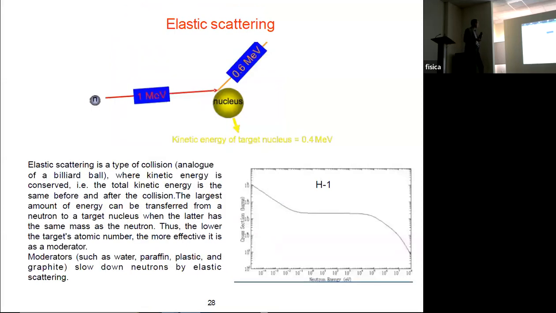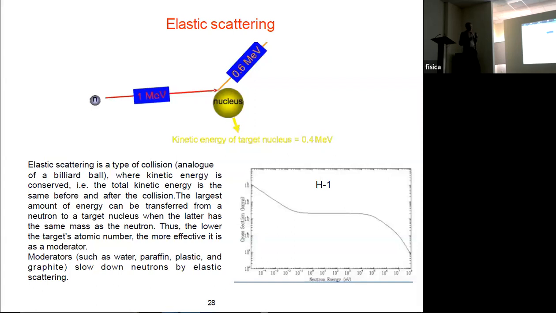There are several types of interaction of neutrons with matter. As I said, it can be scattering or absorption. If we are talking about scattering, there are two ways to scatter. That's elastic scattering, like the billiard ball effect.